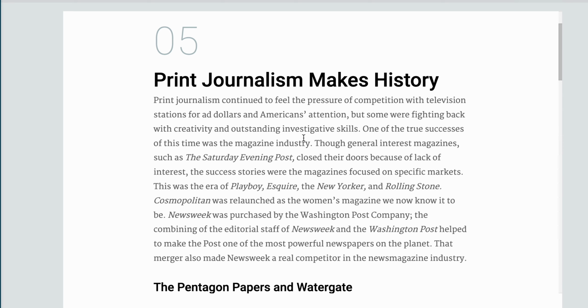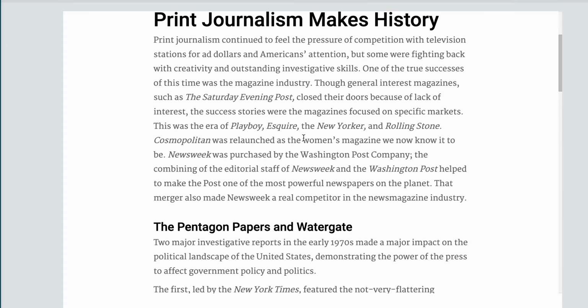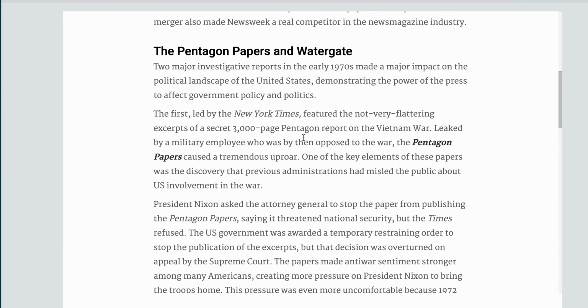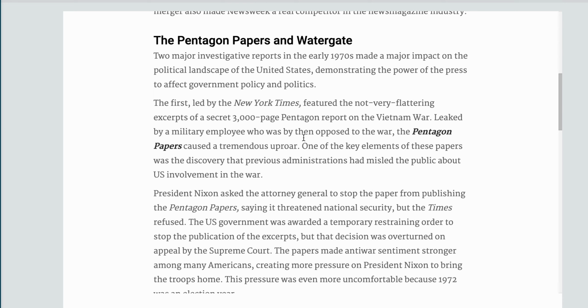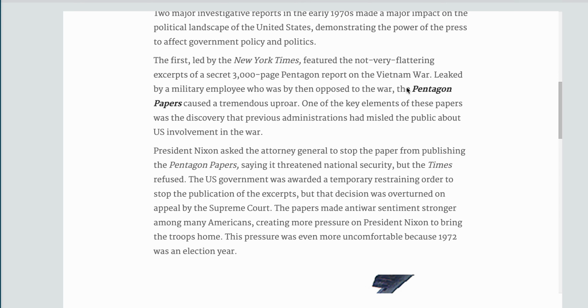Here, lesson 5, it's about printed journalism making history, and those are two famous cases that happened that showed the power of the press and the power of printed journalism: the Pentagon Papers and Watergate. Those were two major investigative reports in the early 1970s, and they made a major impact on the political landscape of the United States. They demonstrated the power of the press to affect government policies and politics.